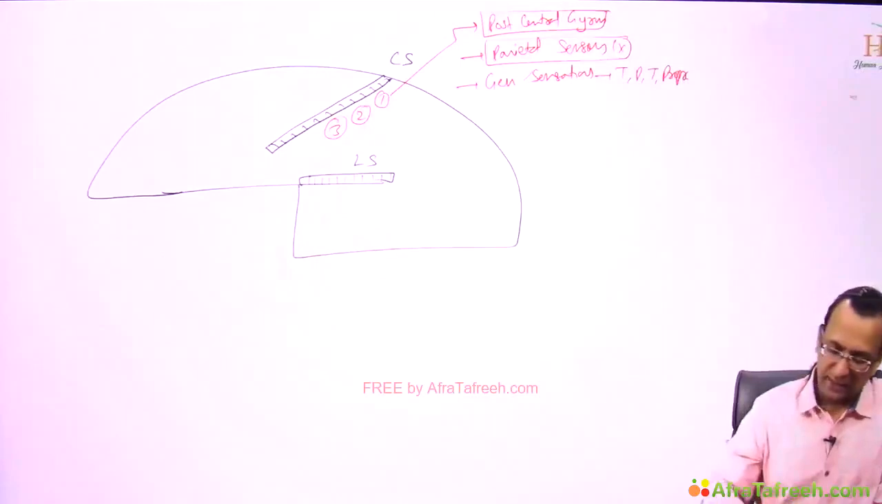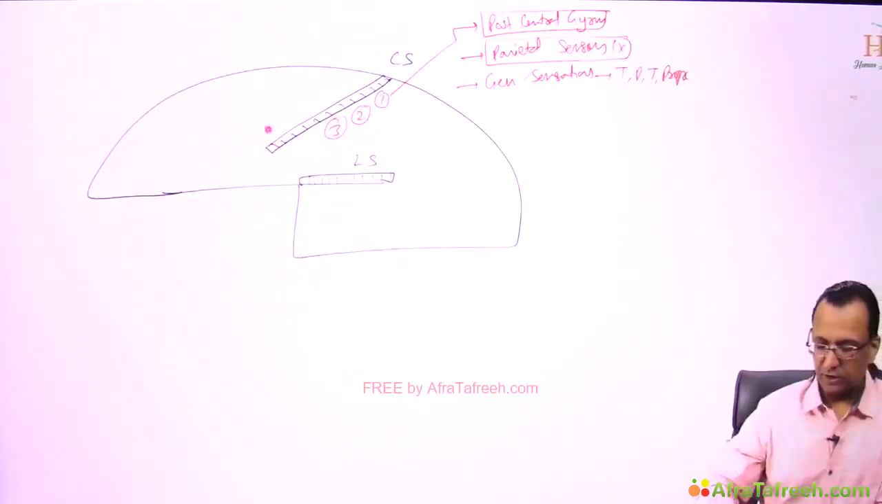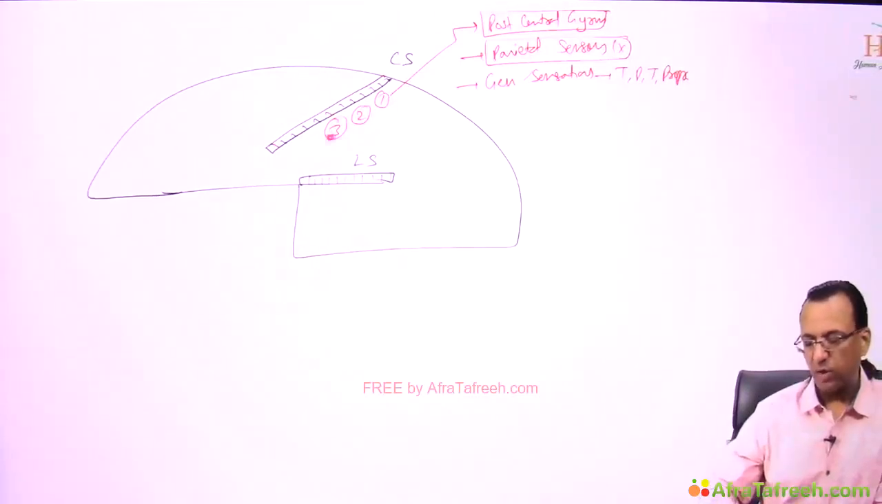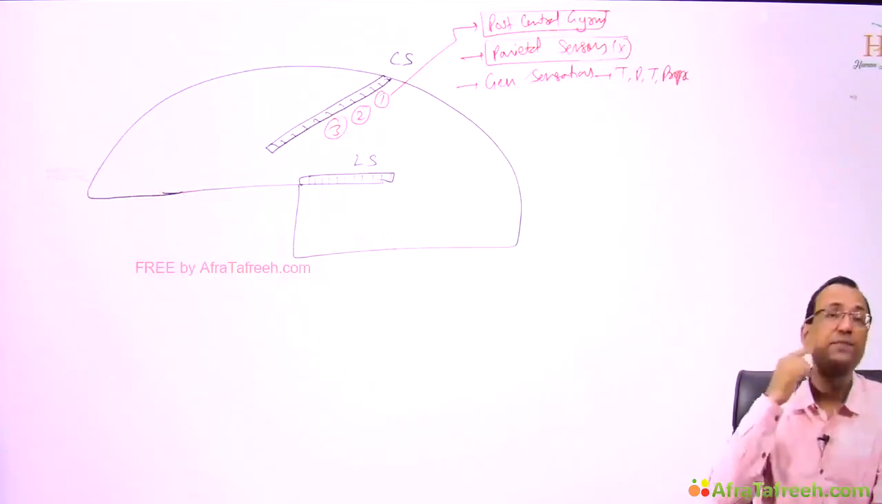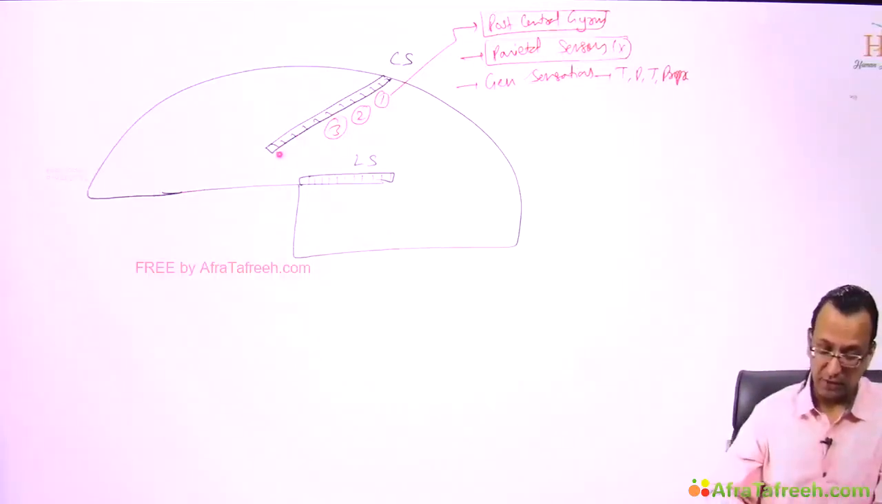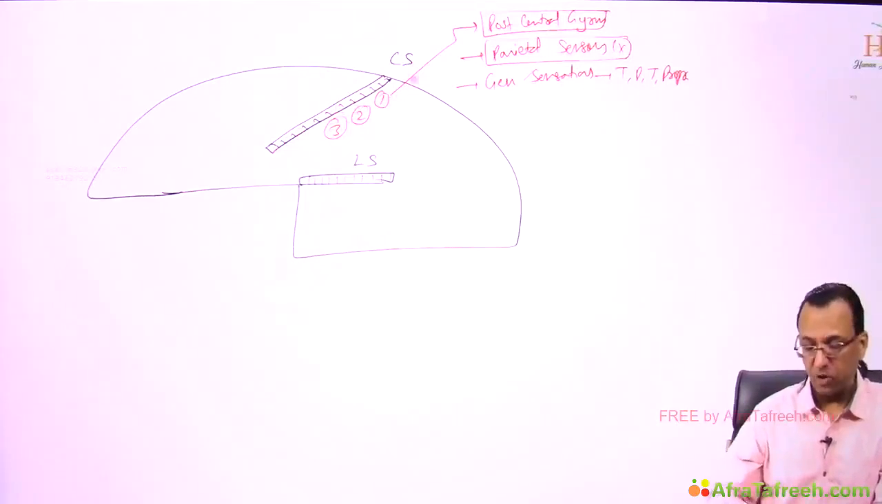So you are telling that this is the central sulcus, behind that is the post-central gyrus, area number 1, 2, 3. Yes, post-central gyrus, area number 1, 2, 3, which is the parietal sensory cortex to receive the general sensation. If you are touching the face, this area is activated. If you are touching the upper limb, this area is activated. If you touch the pelvis perineum, that area is activated, homunculus.